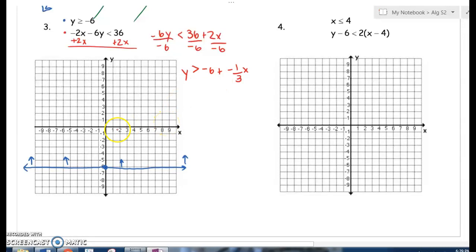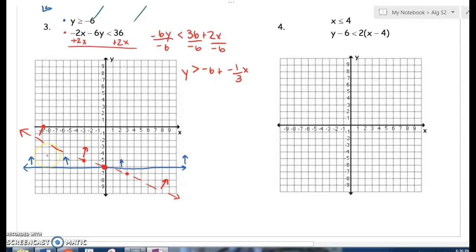So we've got a y-intercept here at -6. My slope is -1/3, which means I go down 1 and right 3. You can also go up 1 and left 3. It's greater than, which means that it's going to be a dashed line, connecting those points together. And it's greater than, which means I shade above.